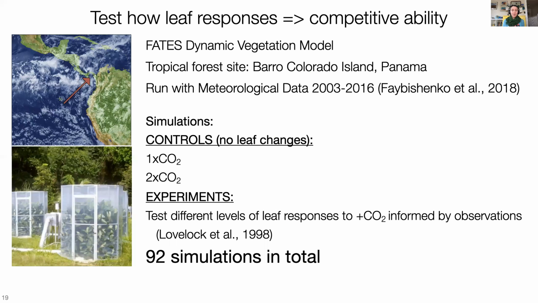that location. And we're going to have 2 different control simulations, one at current CO2 levels and one at doubled CO2 levels. And then we're going to run a series of experiments where we test these different levels of trait response. So we'll sample that trait response space and we'll test how the individuals do and especially how they do in competition with other individuals that have a different trait response. So this is 92 simulations in total.